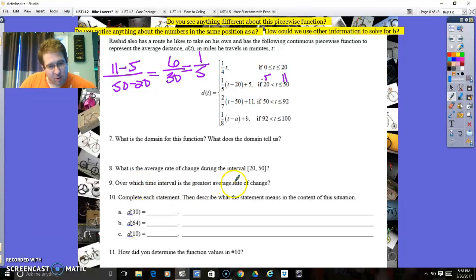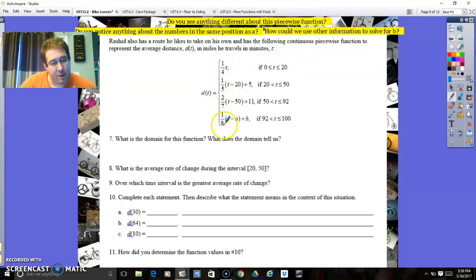Over which interval of time is the greatest average rate of change? The greatest average rate of change is whichever one of these slopes is going to be the greatest. 2/7 is greater than 1/8. Because if it's in 8 equal parts and there's only one, that's less than 2 parts when each part is a little bit bigger. Now, 1/5 and 2/7. 2/7 is still bigger than 1/5.